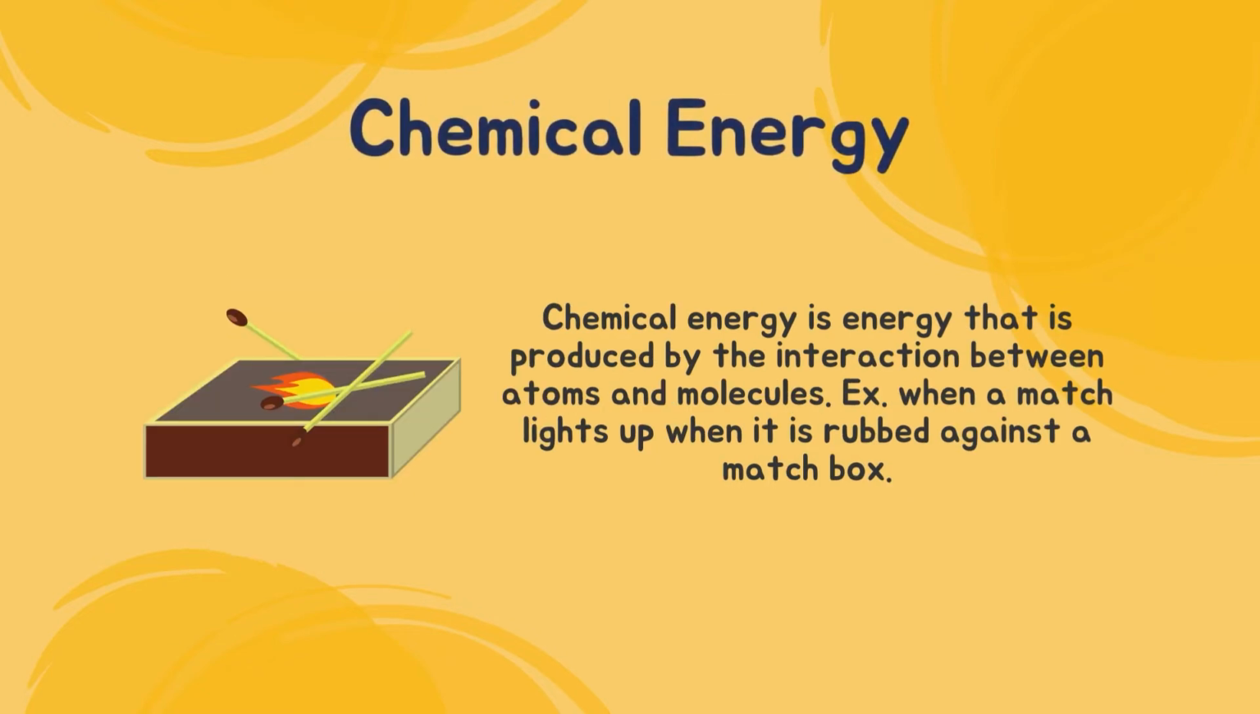Chemical energy. Chemical energy is the energy that is produced by the interaction between atoms and molecules. An example of chemical energy is when a match lights up when it is rubbed against a matchbox. Chemical energy is an example of potential energy. This is because the potential energy stored in the match converts to heat and light energy when it lights up.